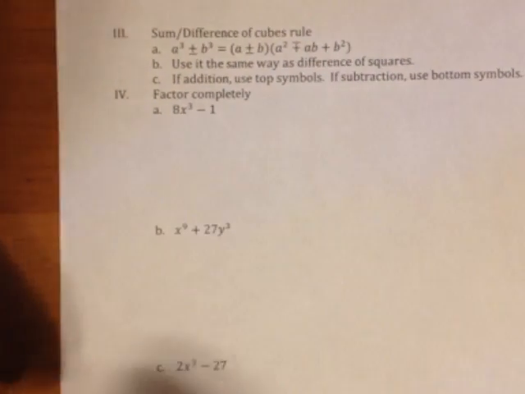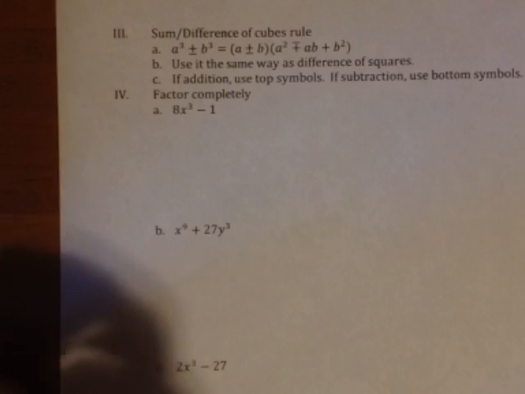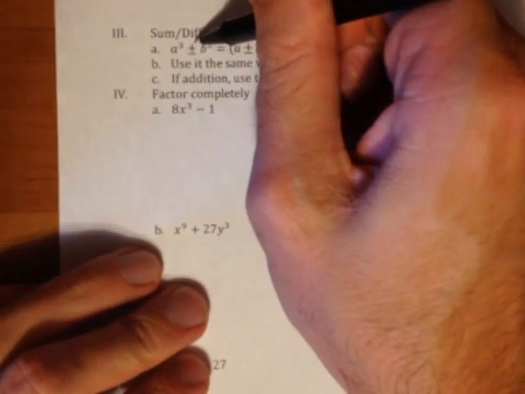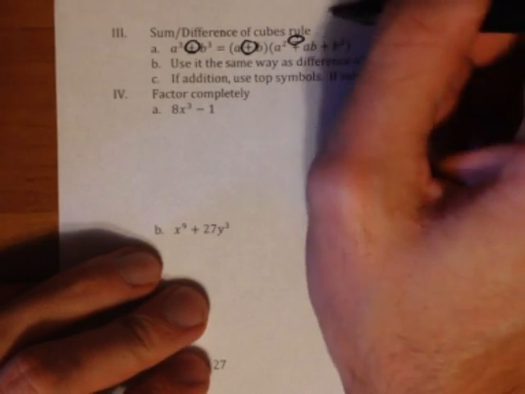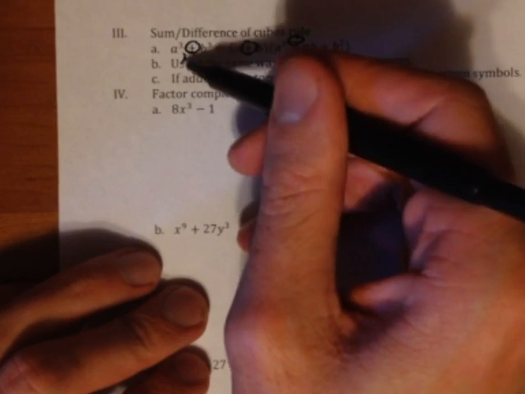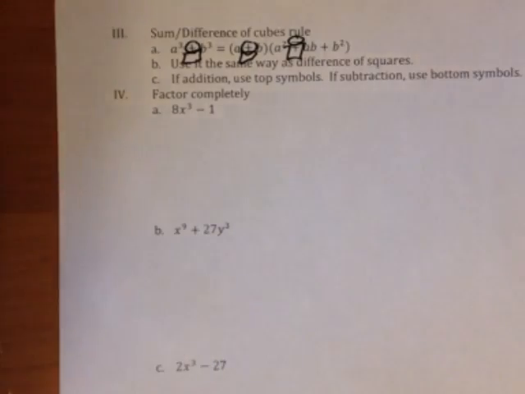The sum and difference of cubes rule says this: a cubed plus or minus b cubed is equal to a plus or minus b times a squared minus or plus ab plus b squared. Now you might be wondering why there are two symbols. Really, it's just to prevent us from writing two different formulas. There are two different formulas here. The sum of cubes rule, which says use all the top symbols and you get a formula, and the difference of cubes rule, which says use all the bottom symbols and you get a different formula.